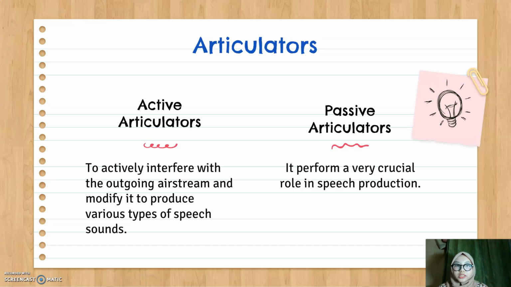Passive articulators perform a very crucial role in speech production. The mobile organs approximate them, for example, come close enough to affect the shape of the outgoing column of air, or form a complete closure by coming into full contact with them.